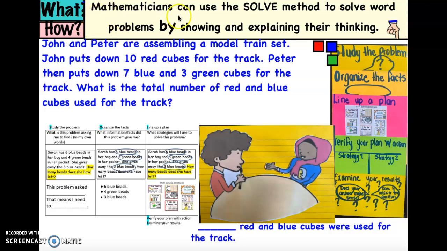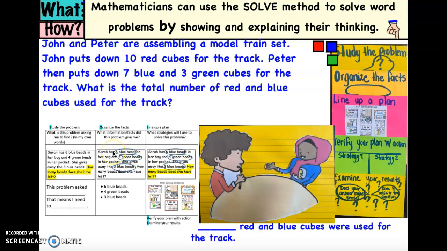So I want to remind you that mathematicians can use the solve method to solve word problems by showing and explaining their thinking. So let's go over our solve. First we need to study the problem. We're going to underline the question, make sure we understand what the problem is asking us to find. O, we're going to organize our facts. We're going to circle all important facts. Then we're going to line up a plan by choosing two different strategies. After, we're going to verify our plan with action with those two different strategies. And then last, we're going to examine our results by asking ourselves, does my answer make sense?